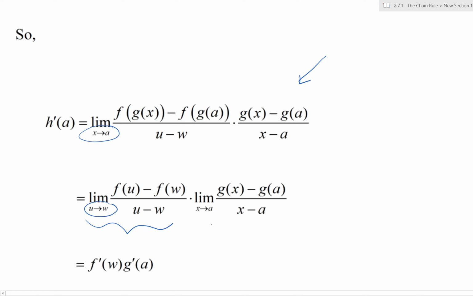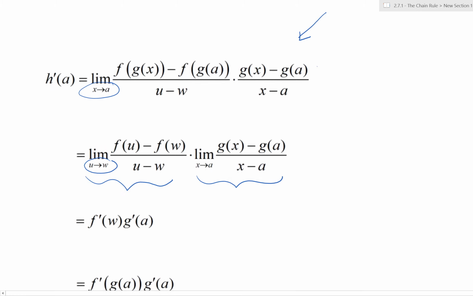And then, because we're in part assuming this derivative should exist, well, the limit of a product is the product of the limits, and notice that we can write this as this product. Limit as u goes to w of f of u minus f of w divided by u minus w, times the limit as x goes to a of g of x minus g of a over x minus a. So the first limit is the same thing as f prime of w by definition. The second limit is the same thing as g prime of a by definition.